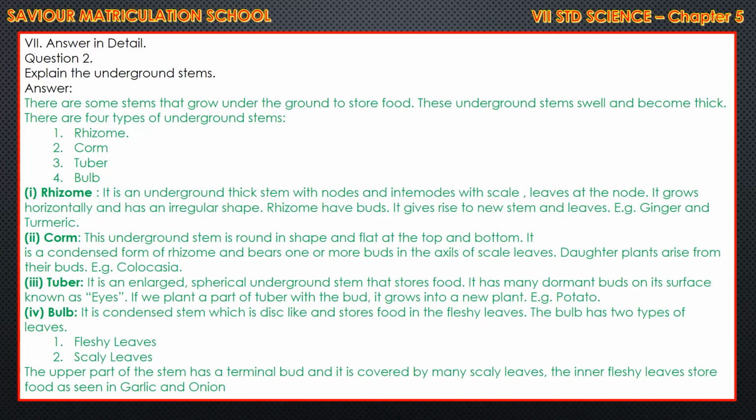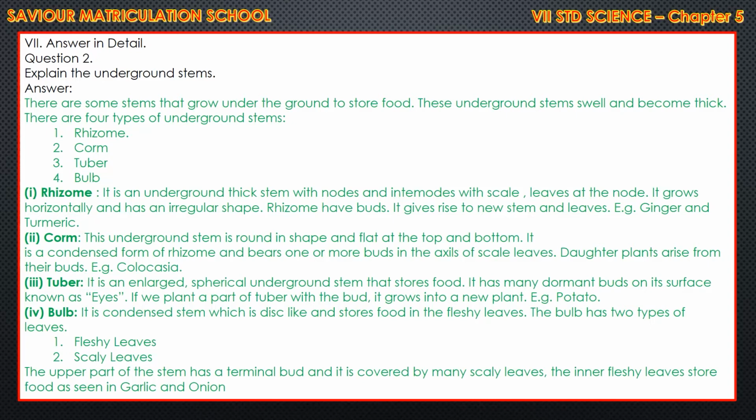This underground stem is round in shape and flat at the top and bottom. It is a condensed form of rhizome and bears one or more buds in the axils of scale leaves. Daughter plants arise from these buds. Example, colocasia. Then third one is tuber.